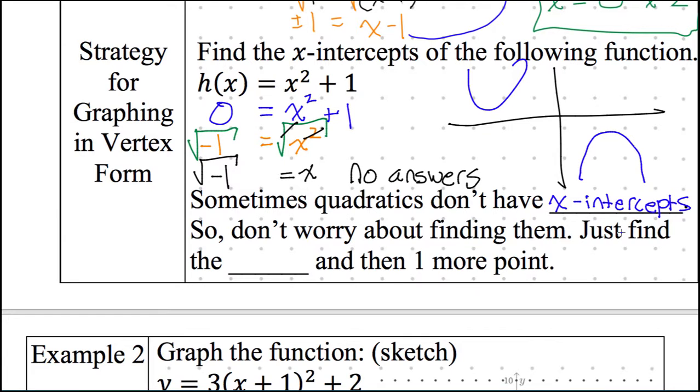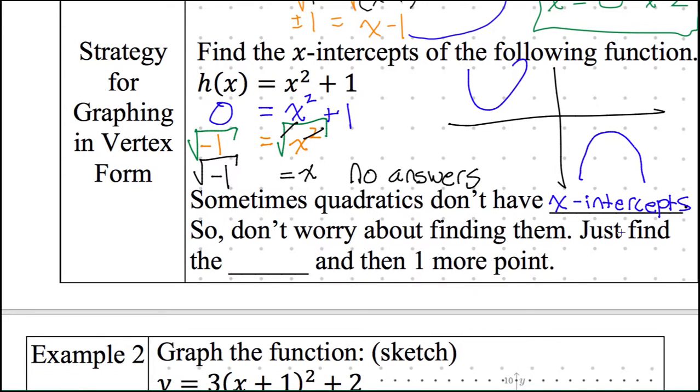They're offensive. So, if they don't have x-intercepts, if maybe half of them don't have x-intercepts, don't find them. If they don't work, then don't bother. Some of them do, and maybe that's a good strategy. But for vertex form, don't find the x-intercepts because it might be a fruitless endeavor.